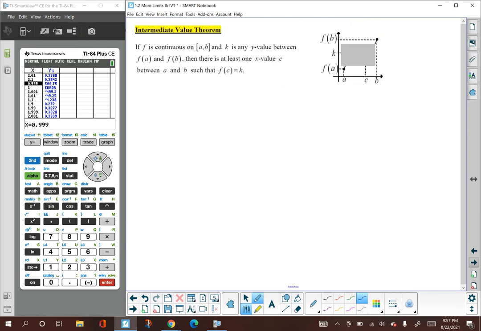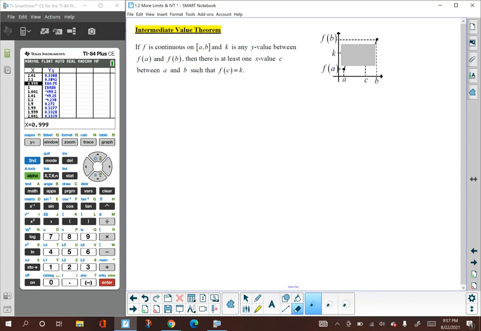Okay, last little bit is to talk about the intermediate value theorem. So the intermediate value theorem in calculus says that if f is a continuous function on the closed interval from a to b, and if k is a value that is between f of a and f of b, then there has to be a value c between a and b such that the function goes through the point (c, k).